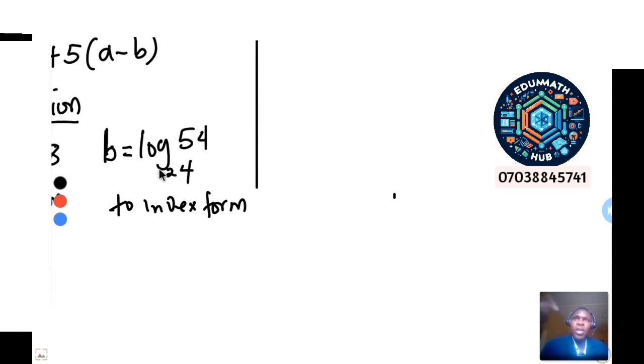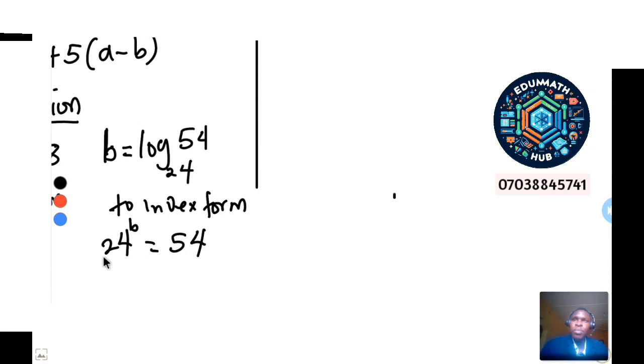Now if we go to index form, 24, we raise this b up. Please, not 24 times b, that's wrong. It should be 24 raised to the power b. You should raise it up. So you have 24 raised to the power b equals, then the log will disappear. You have only 54 here.